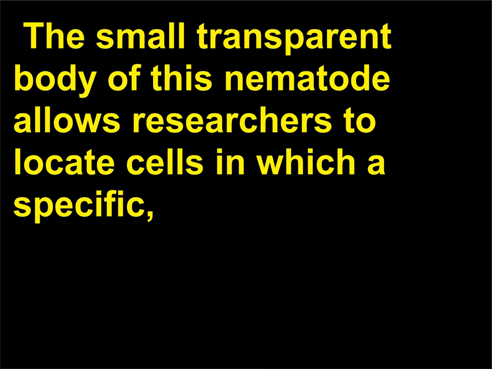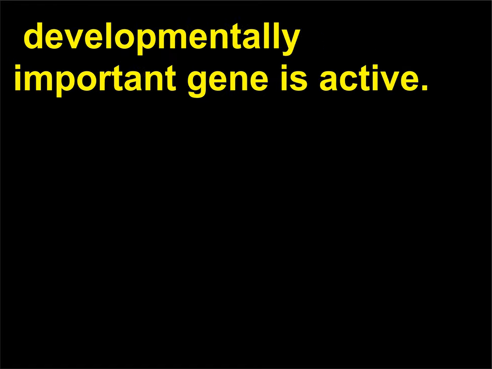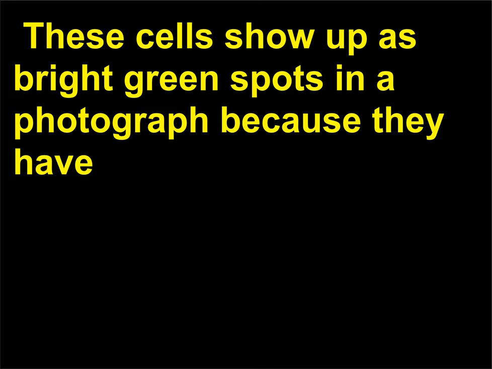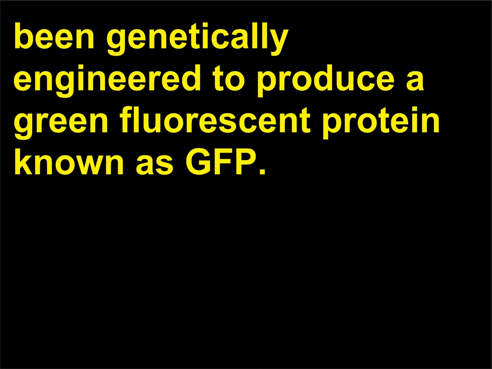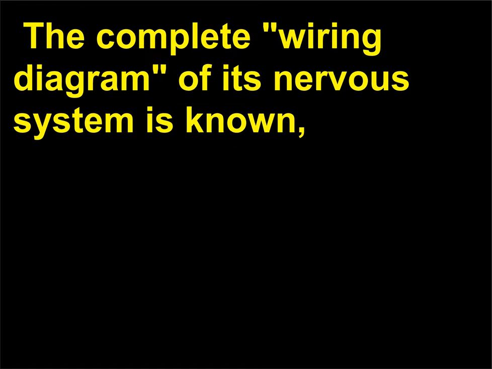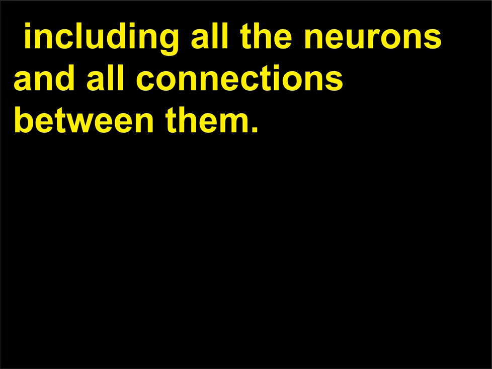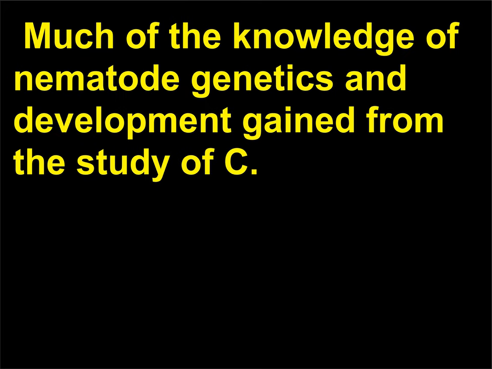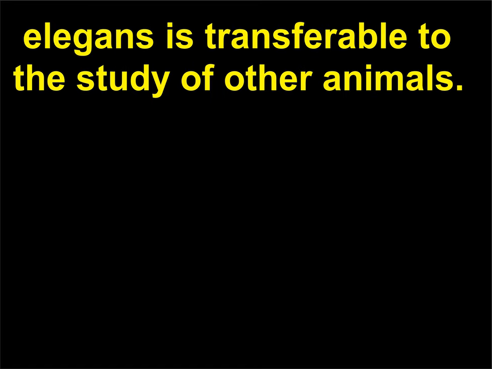The small transparent body of this nematode allows researchers to locate cells in which a specific developmentally important gene is active. These cells show up as bright green spots in a photograph because they have been genetically engineered to produce a green fluorescent protein known as GFP. The complete wiring diagram of its nervous system is known, including all the neurons and all connections between them. Much of the knowledge of nematode genetics and development gained from the study of C. elegans is transferable to the study of other animals.